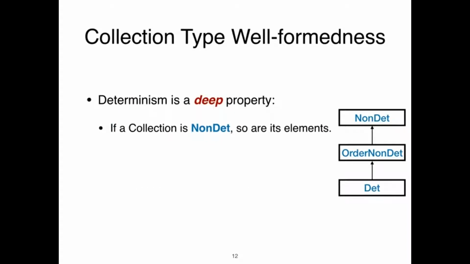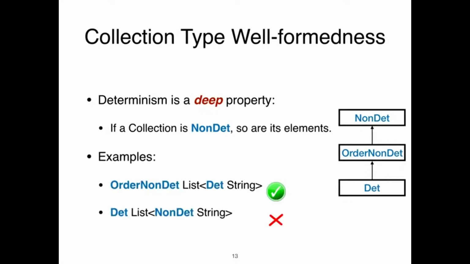Next, we take a look at the well-formedness rules for collections. We consider determinism to be a deep property. This means that if a collection has the type non-det, then so do its elements. And similarly for order-nondet and det collections. So, well-formedness rules do not allow element types to be supertypes of collection types. For example, an order-nondet list of det elements is a valid type, but a det list consisting of non-det elements is invalid because the element type is not a subtype of the collection type.